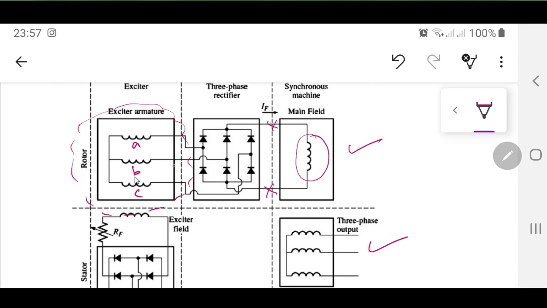And you have A, B, and C windings connected in Y, and they are going to produce some EMF. That EMF is going to be rectified through a three-phase rectifier, as you can see over here. This rectified output is going to be supplied to the main field, that is, the field windings on the rotor. Now, to make this exciter armature produce a voltage, you require a magnetic field. Stator and rotor always have a mechanical motion between them. There is always a relative concept there.